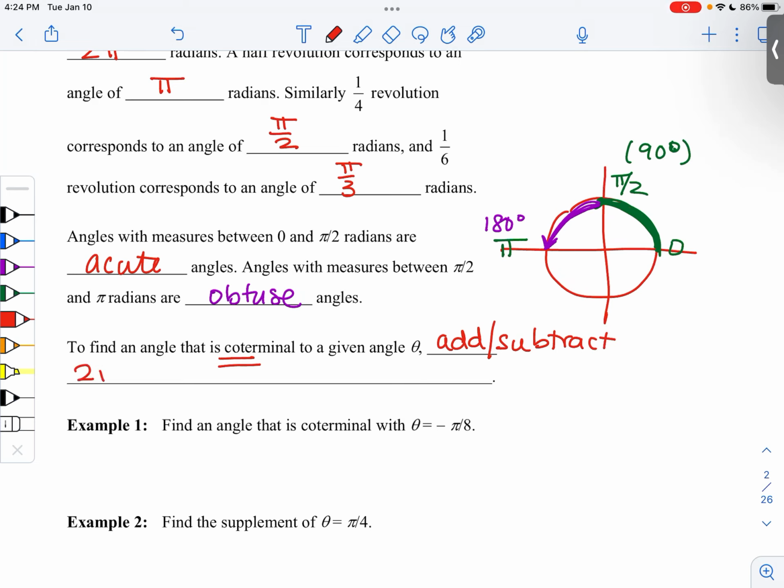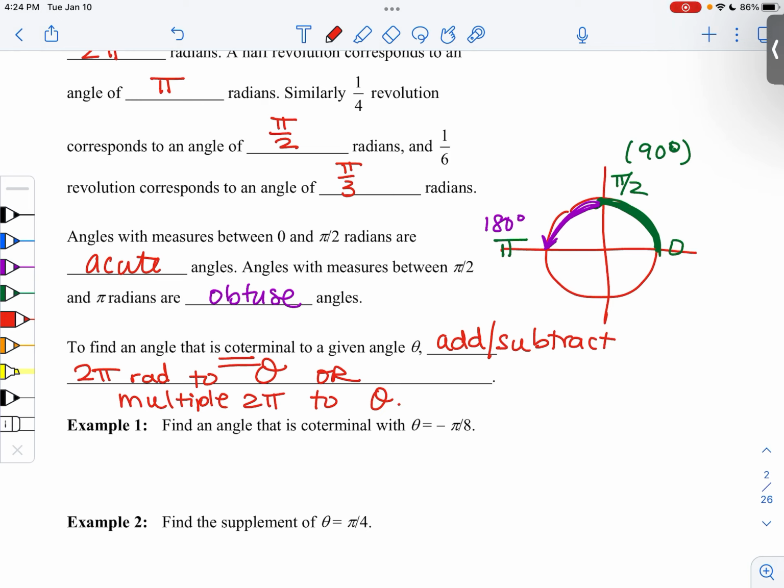To find an angle that's coterminal with a given angle, we simply add or subtract a full circle, which would be 2 pi radians, to theta. And you can do this multiple times, or a multiple of 2 pi, which just would mean a revolution more than once, to theta.